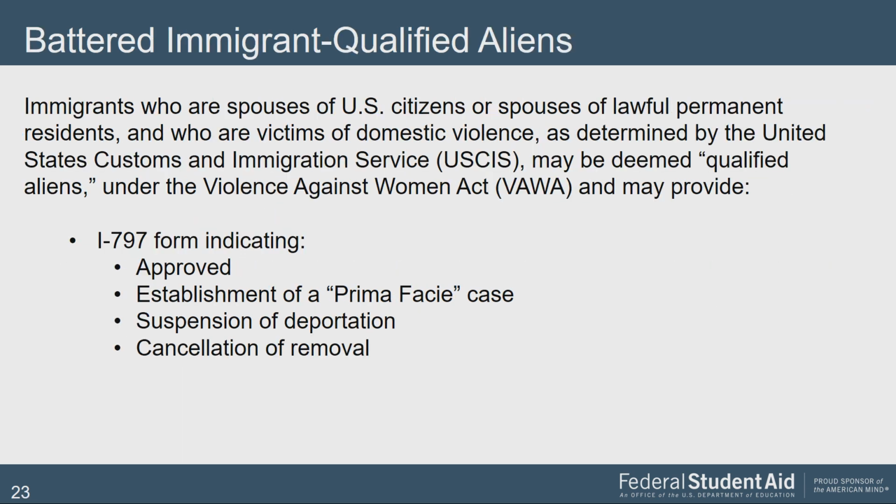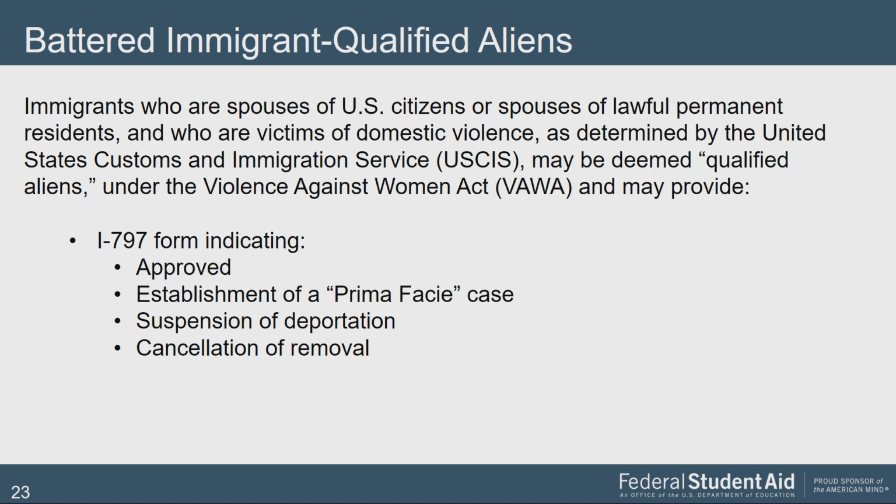Battered immigrants, qualified aliens, are immigrants or spouses of U.S. citizens or lawful permanent residents who are victims of domestic violence. They can petition the Department of Homeland Security for the designation of battered immigrant qualified alien under the Violence Against Women Act. Battered immigrants, qualified aliens, may have an I-797 notice of action that is either approved or notes establishment of a prima facie case. A prima facie case usually expires. I've typically seen 180 days. That is not a rule. That's just what I've typically seen on the documentation. You may see different documentation that has been submitted to you.